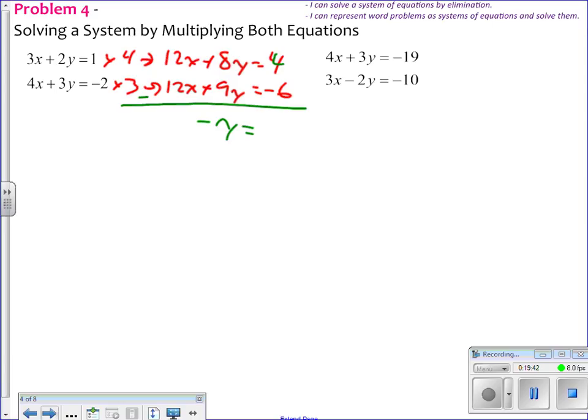4 minus negative 6 is 10. Right? 4 minus negative 6 gives you 10. Watch your negatives and positives. So if negative y equals 10, y equals negative 10.